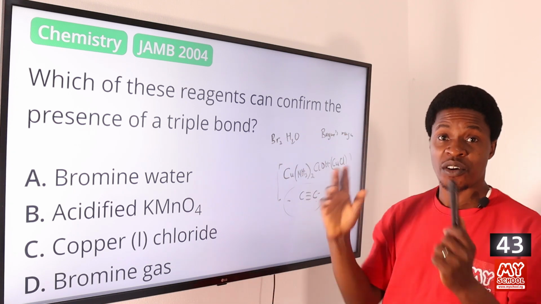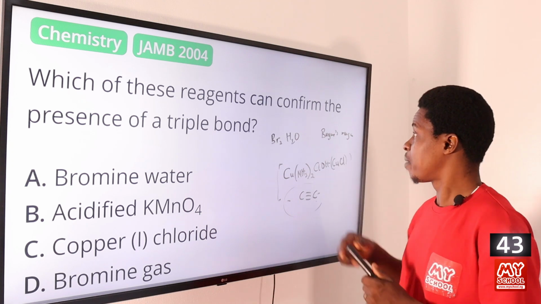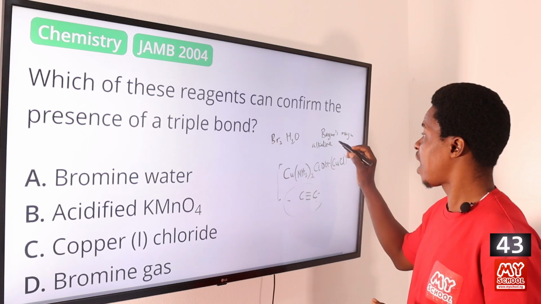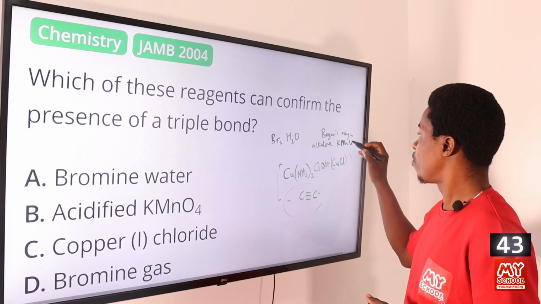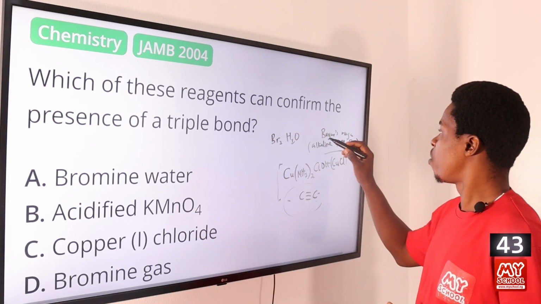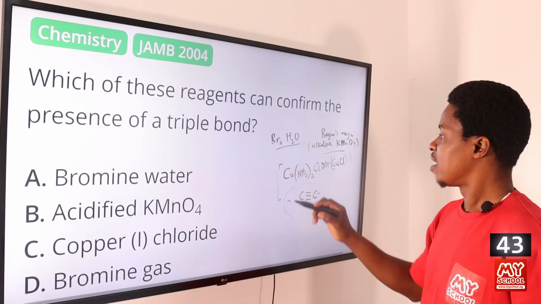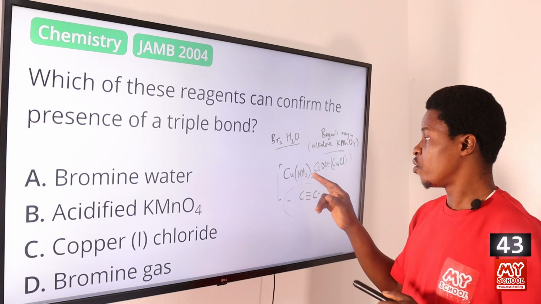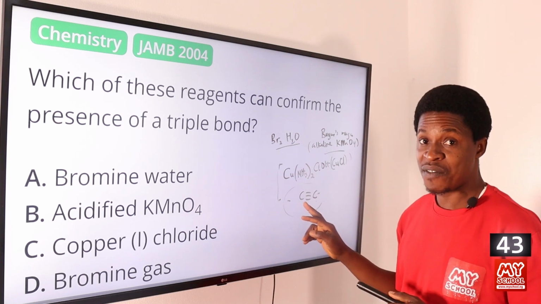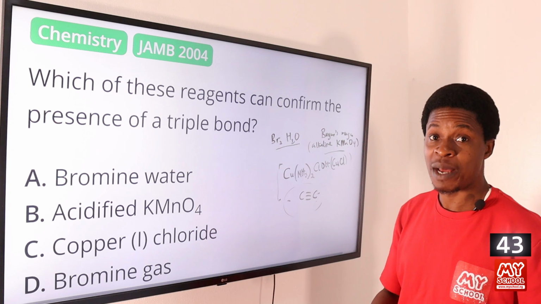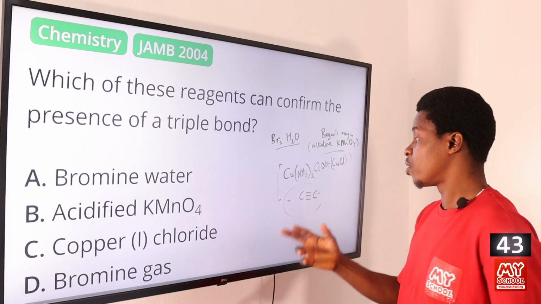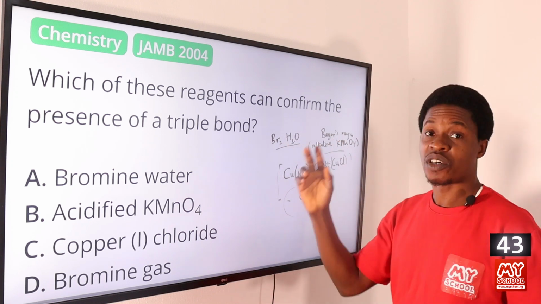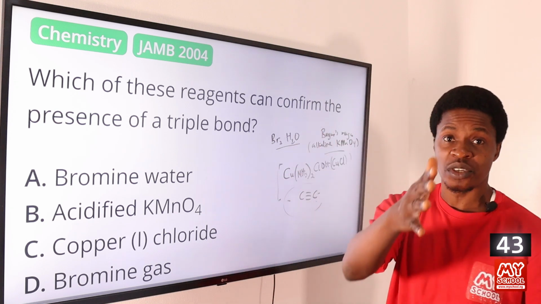If it is an alkyne and you use bromine water, the color of the reagent will disappear. Bayer's reagent is another name for what is popularly known as alkaline KMnO4. Alkaline KMnO4 is your Bayer's reagent, bromine water, or ammoniacal cuprous chloride. So any of these can work. If you use this, it gives you a red precipitate. If it is not a red precipitate that is formed, that means it is an alkene. But if a red precipitate is formed, it means it is an alkyne. If you use Bayer's reagent or bromine water, most of these two will decolorize. The color will disappear. So let's look at the options that we have now.